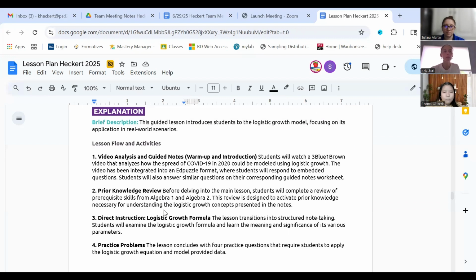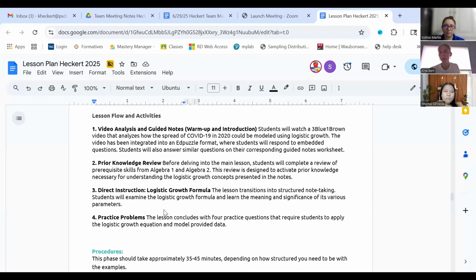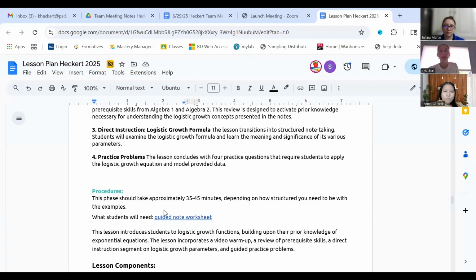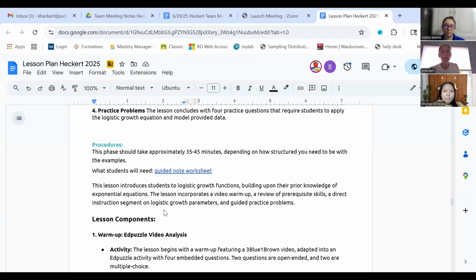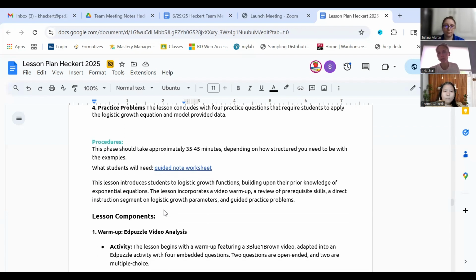From here, students will then get into prior knowledge, where they'll work on some exponential solving practice. And then they'll get into a few guided examples that the teacher can set up as I do, we do, you do.